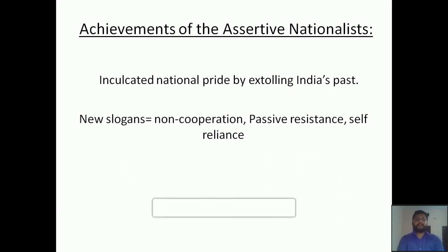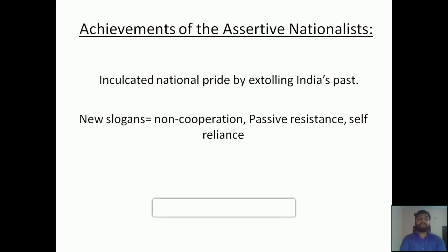The next point is new slogans, making of new slogans to the national movement. That means even now the different political parties, when they make processions through the public places, like on the road, you might have heard that they are singing different slogans. And actually, what is the use of these slogans? These slogans can influence the people, means it will boost the feeling. So this is what really happened during the time of assertive nationalists.